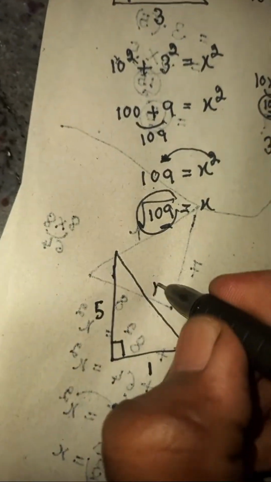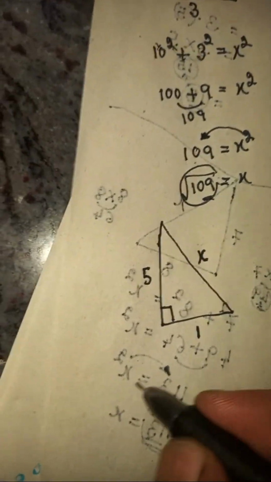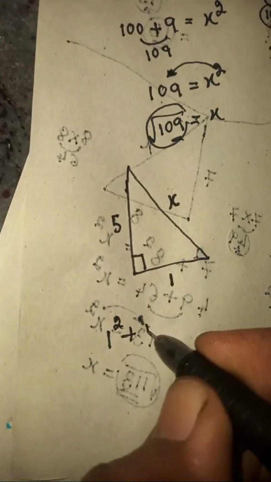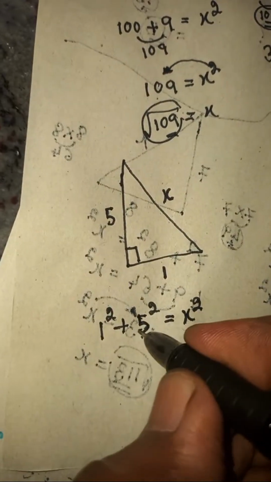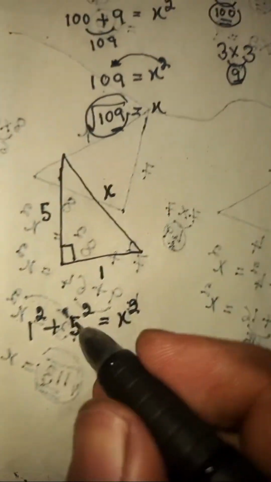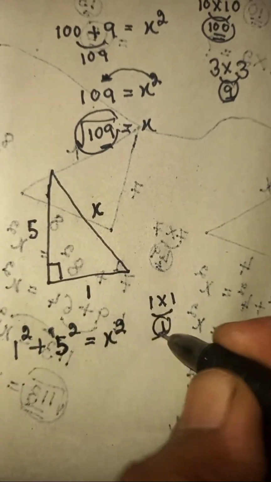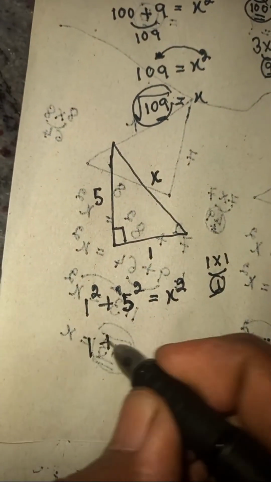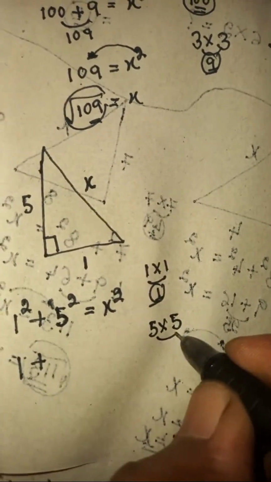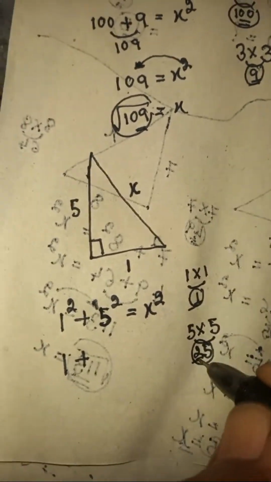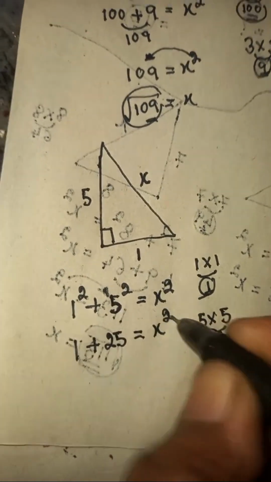You need to find what's the hypotenuse. Now let's take this: 1 square plus 5 square equal to x square. 1 square means you need to write 1 times 1, which remains as 1. And 5 square means you need to multiply 5 times 5, which is 25. So this becomes 25, which is equal to x square.